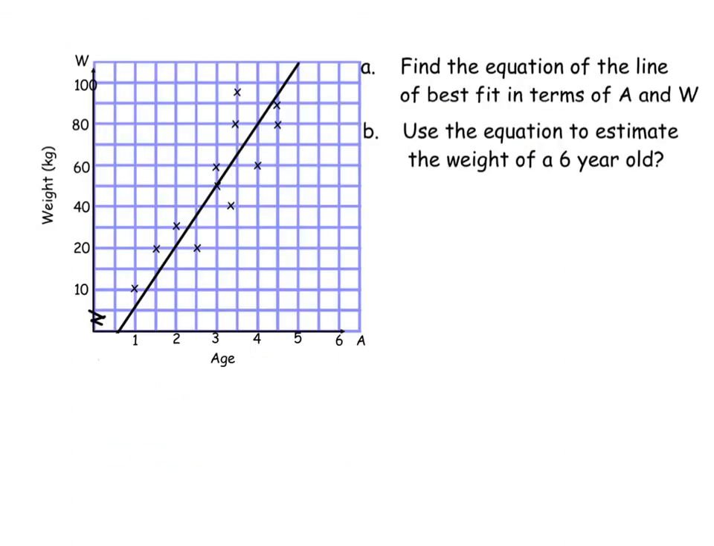Here's one where the equation of the line of best fit has already been drawn, and you can see from it straight away, oh wait a minute, there is no clear c value, right? So because there's no clear c value, in fact I think my c value is probably going to be negative here.